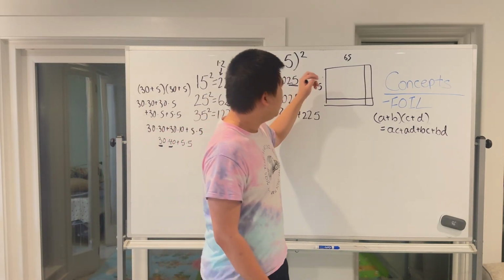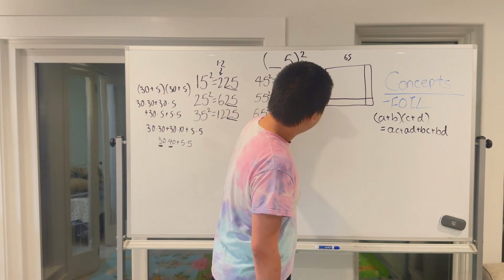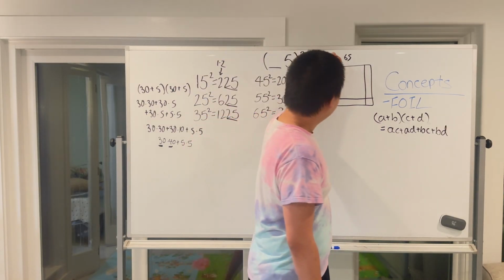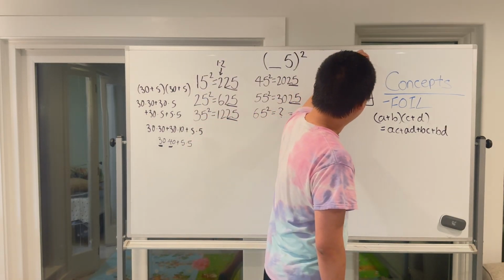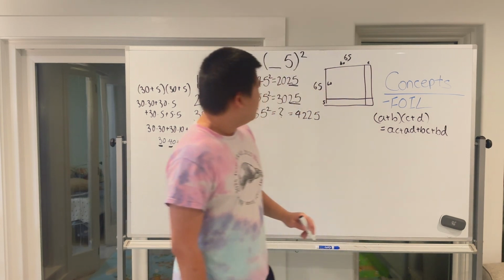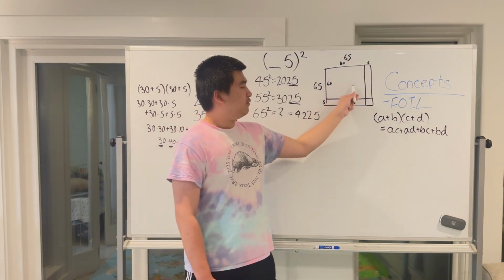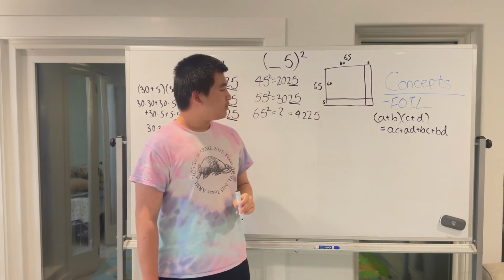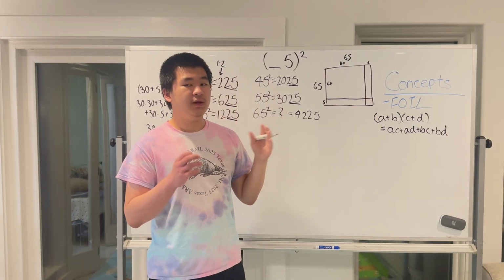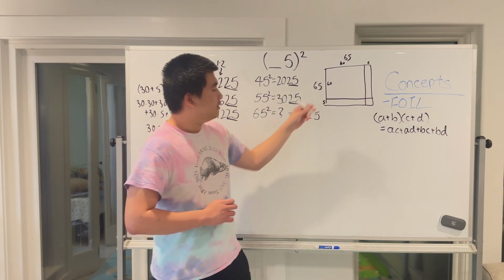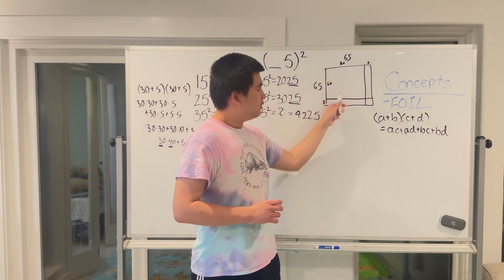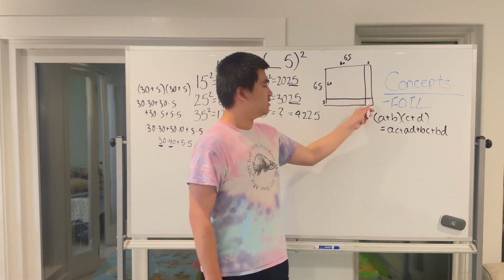So what's going to happen here is this is of length 60, this is of length 5, this is of length 60, and this is of length 5. And so the area of the entire square is the same as the area of these 4 pieces added together. Now what I can do is rearrange these pieces. So this is a square, this and this are rectangles, and this is a smaller square.